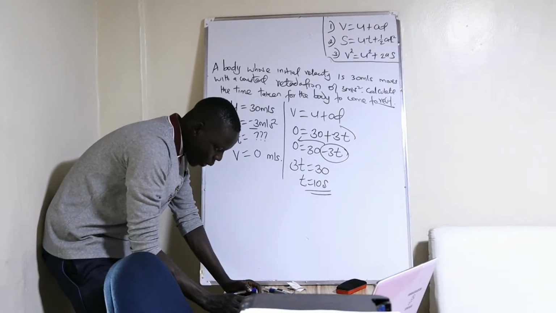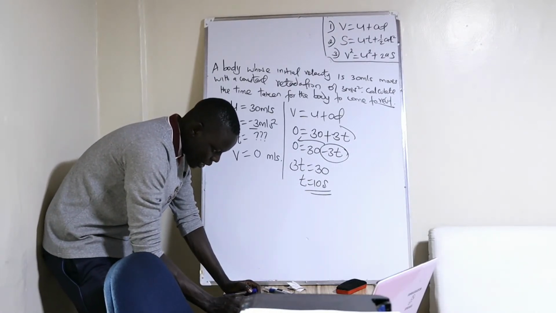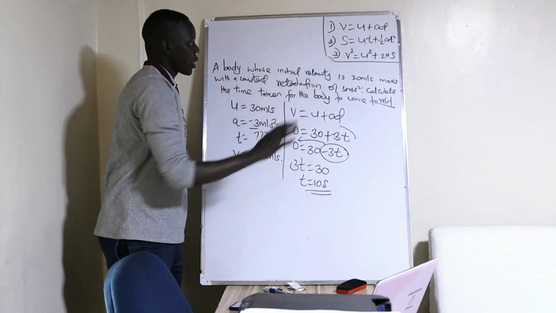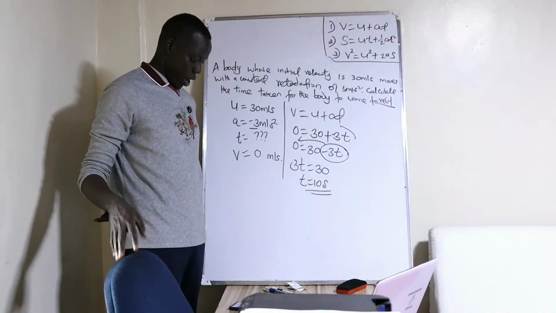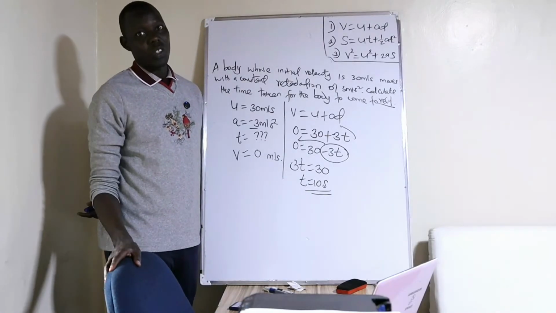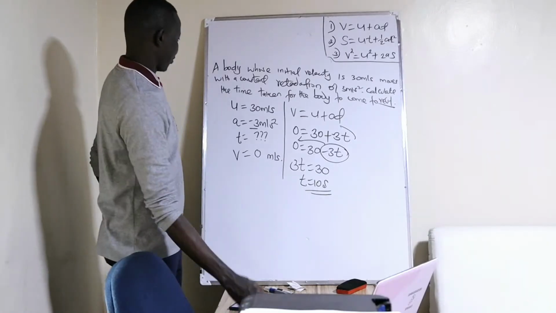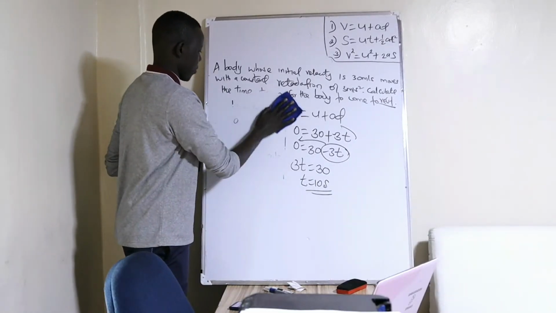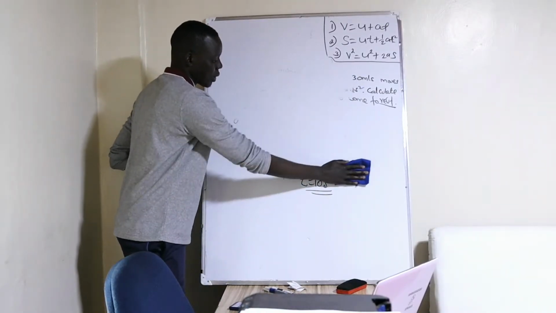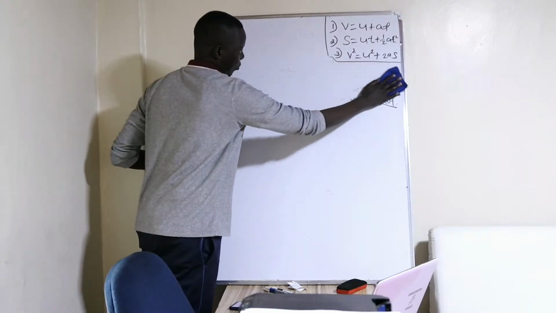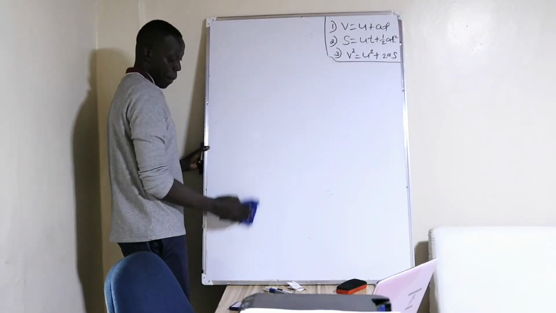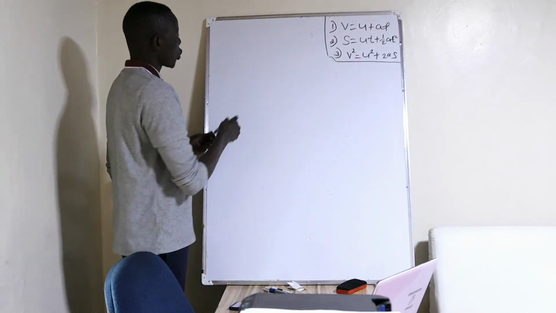So, now let me explain something here. Motion under gravity. Of course, I've just done for you 3 questions. You can still go and do more and more and more. Do much practice. And of course, it's going to be perfect. There are 3 motions under gravity. Then kuandikia hapa motions under gravity.